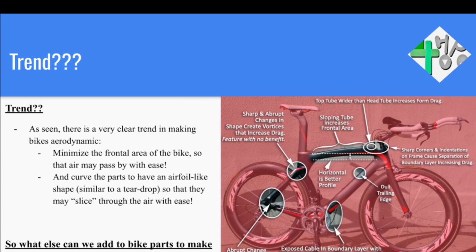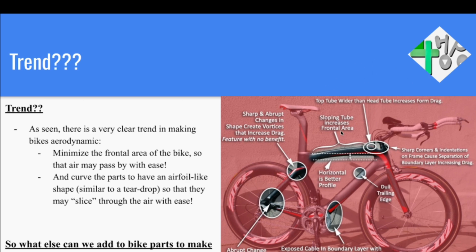The curve of the parts is to have an airfoil-like shape, which is essentially similar to a teardrop, so that they may slice through the air with ease. So the curvier the parts, the more the parts would essentially slice the air with ease. That way the air can pass much more easily when the bike is going through the air itself. So over here we can see some parts with this trend.